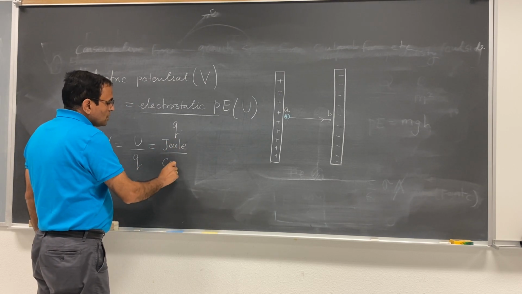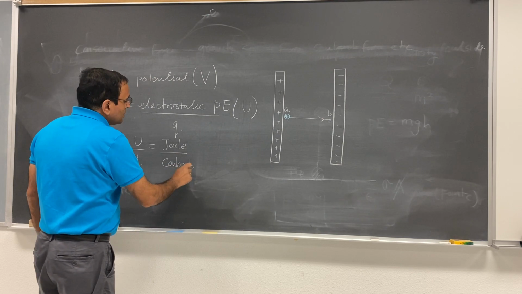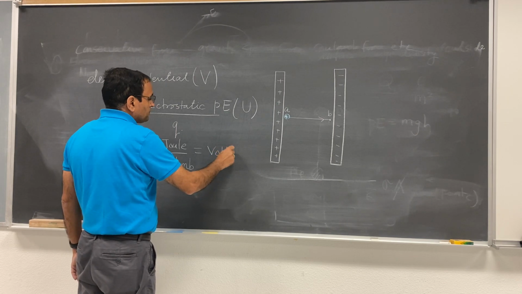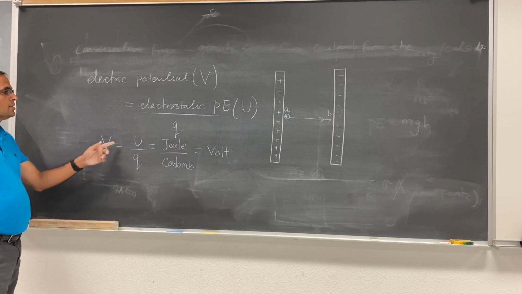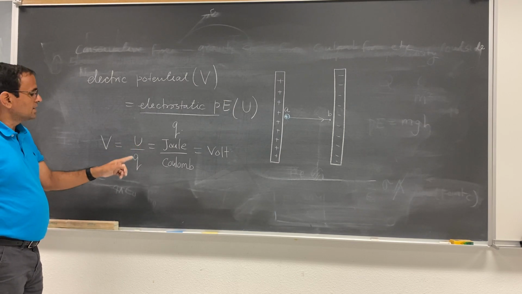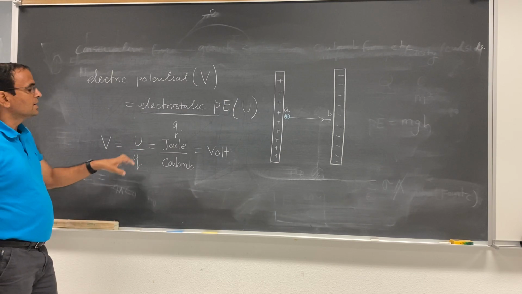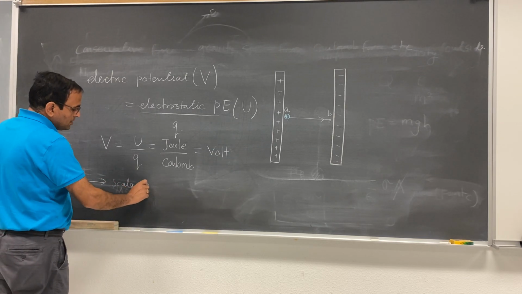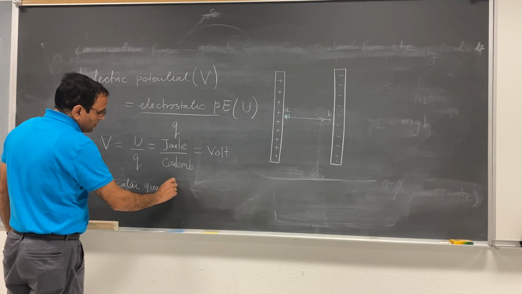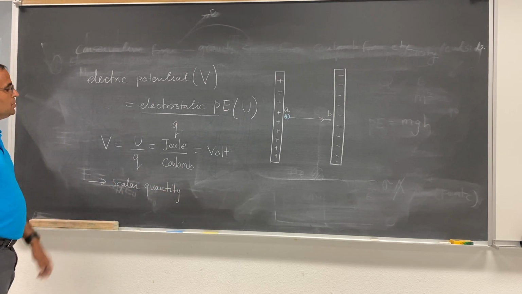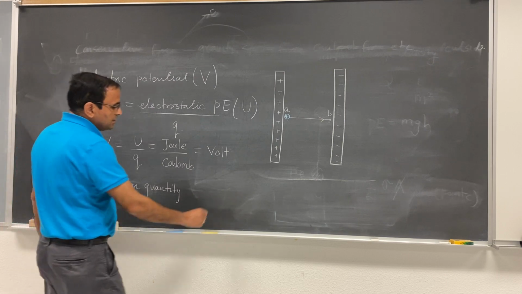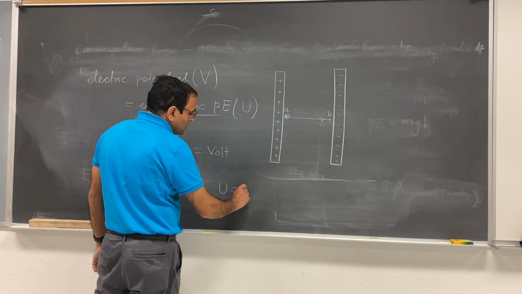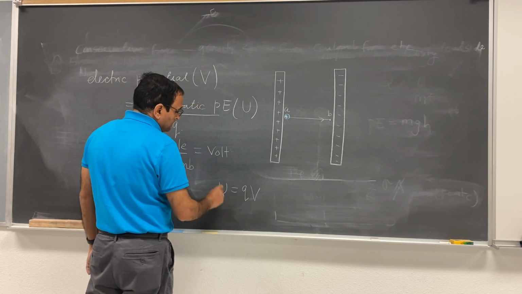Charge, coulomb. Okay, joule per coulomb. This is called volt. Okay, so the electric potential V is equal to the electrostatic potential energy divided by charge, and this is measured in volt, and this is a scalar quantity. Okay, now from here, if you want to calculate the electrostatic potential energy, you can easily get this formula. Electrostatic potential energy, U, is equal to Q times potential.